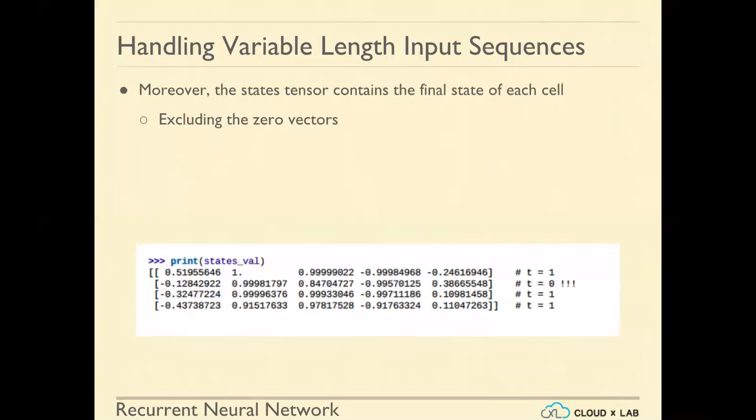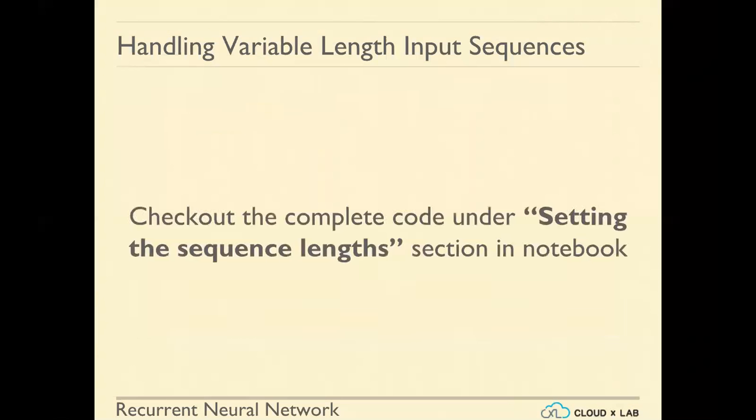All right. Moreover, the states tensor contains the final state of each cell, excluding the zero vector. Since in the case of an RNN we are going to feed sequences into the system, we must be able to handle varying input sizes.